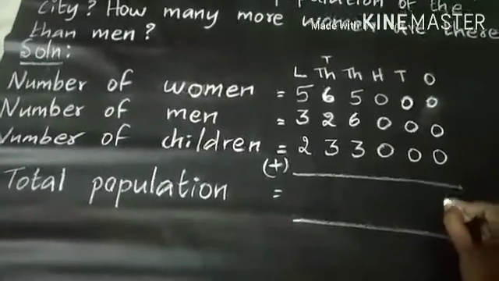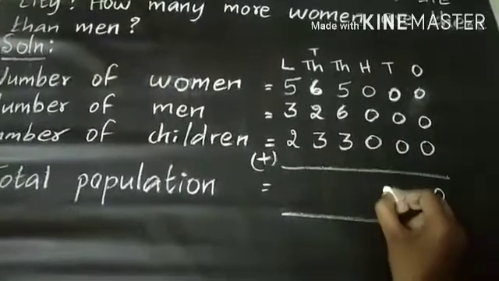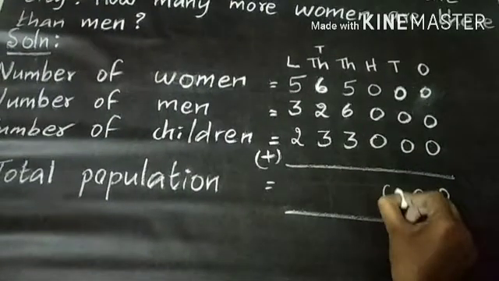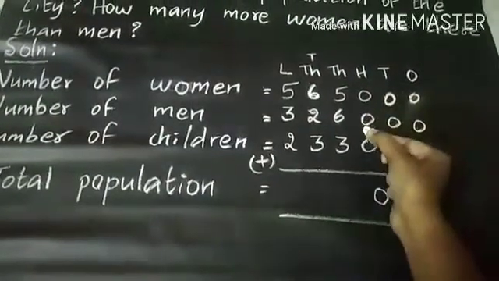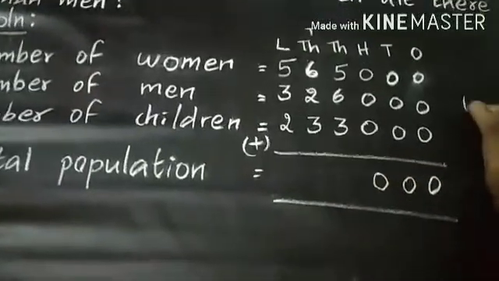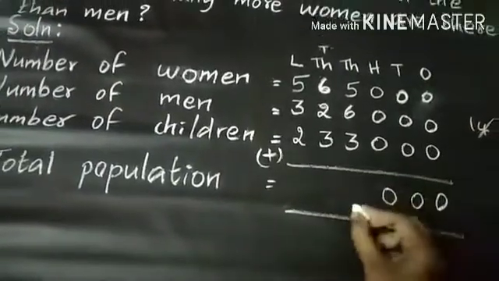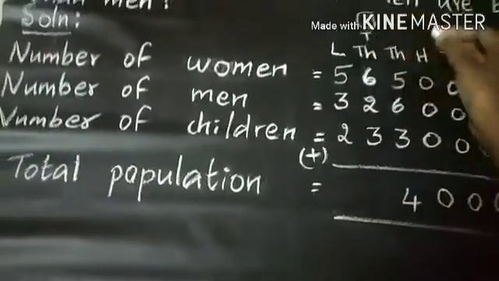Now add 0 plus 0 plus 0 is 0. Again 0 plus 0 plus 0 is 0. 0 plus 0 is 0. Students, already we know that any number add with 0 we get the number itself. Then add 5 plus 6 is 11. 11 plus 3 is 14. Write 4. Carry over 1 to the next place.